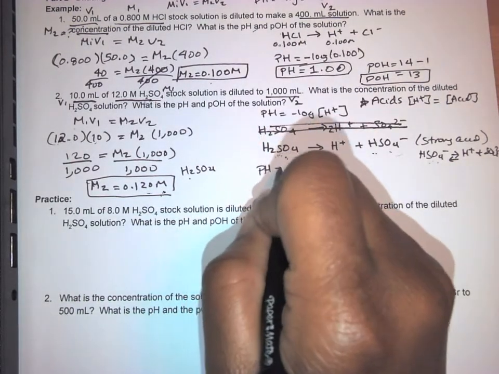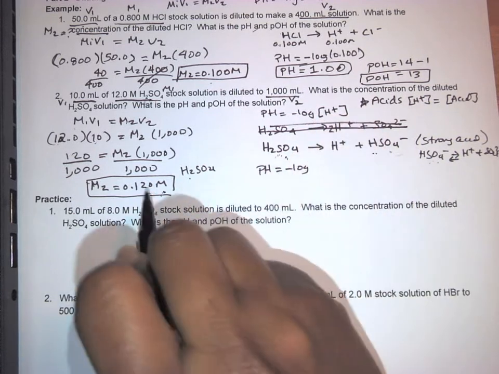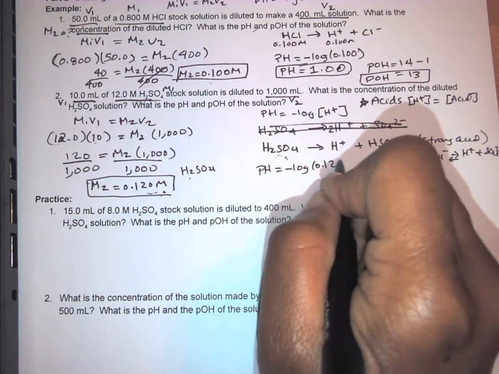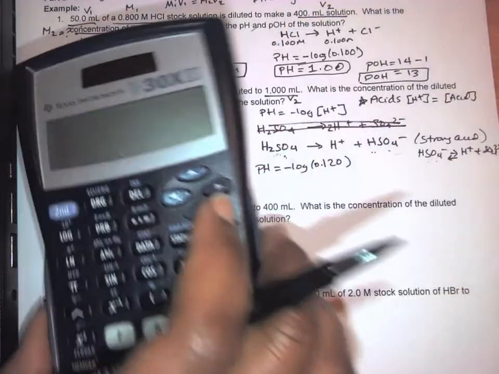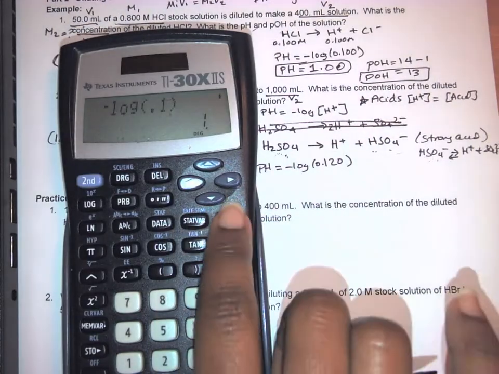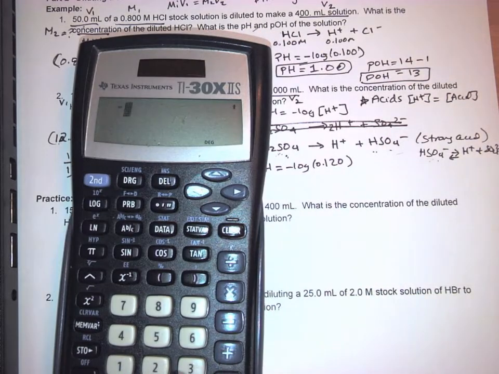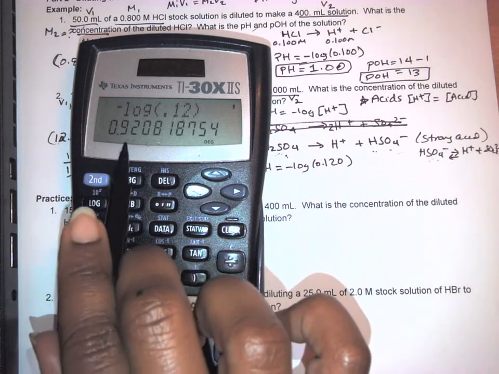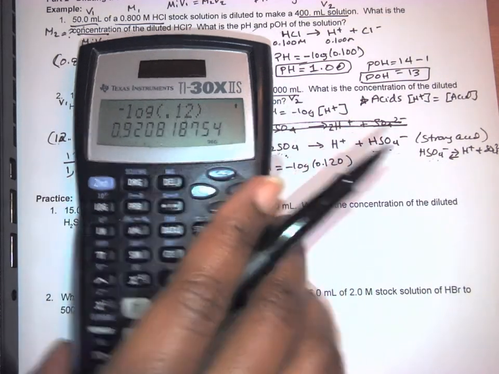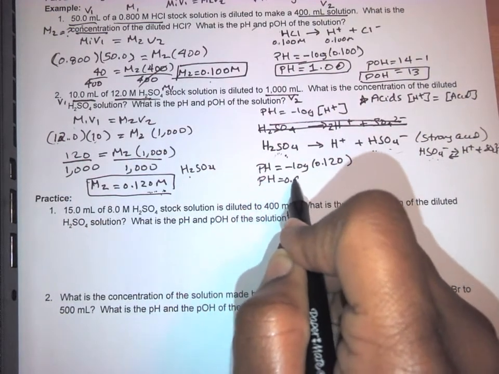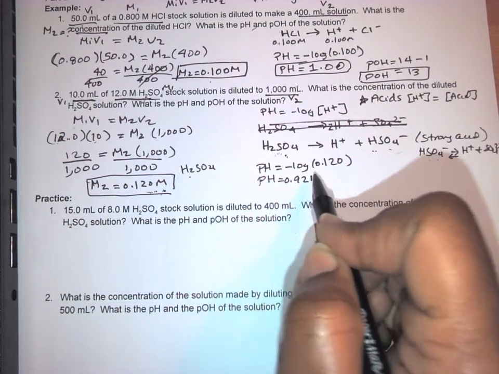So here the pH is going to be negative log of whatever the concentration of our acid is. So that's 0.120. Plug that into my calculator. Negative log. And I get 0.921. That's a pretty low pH, which tells me this is a pretty strong acid. Remember, the lower the pH, the stronger the acid.